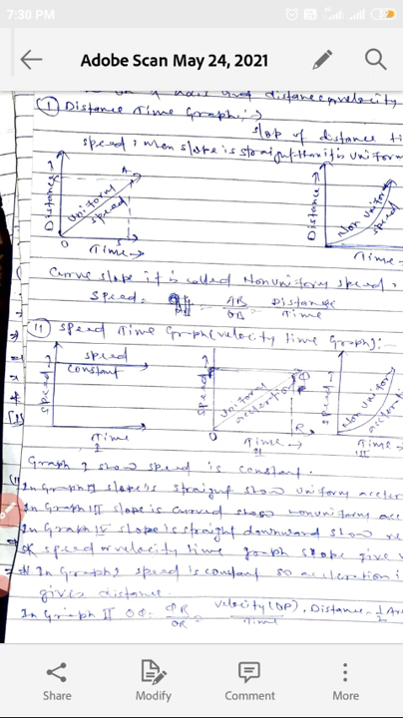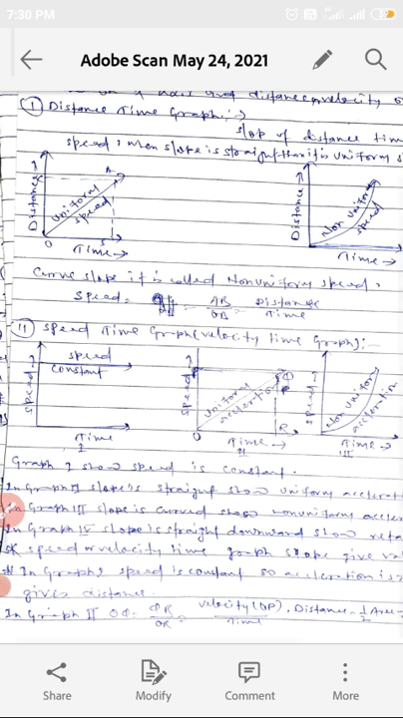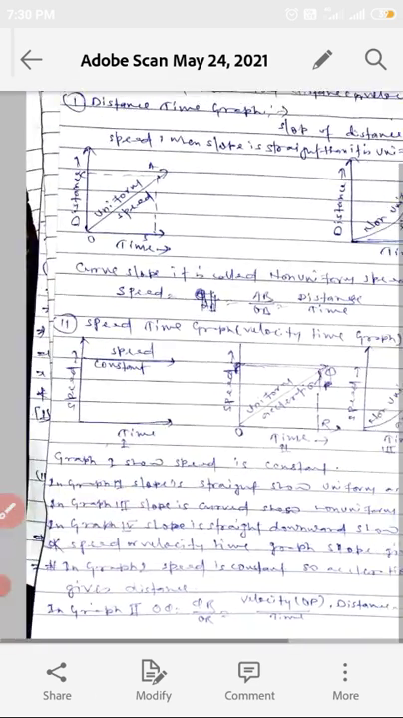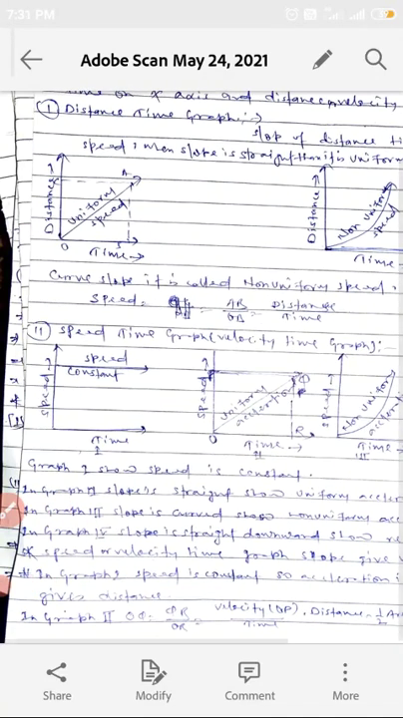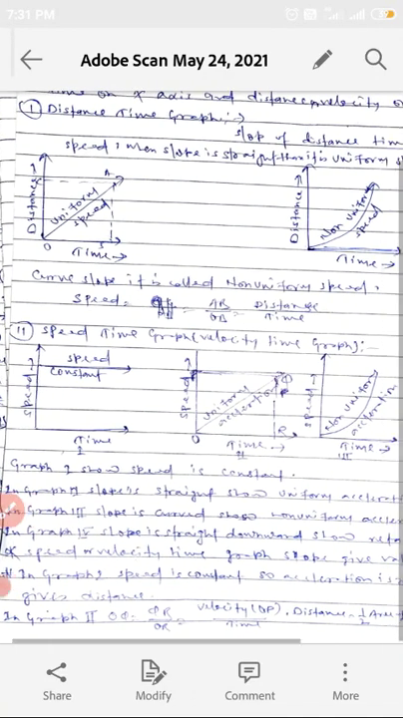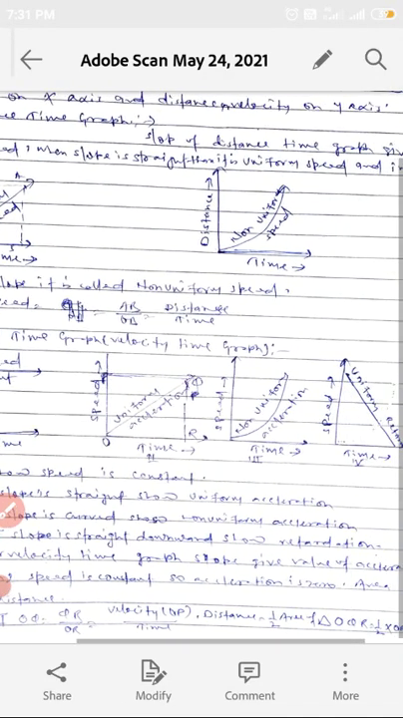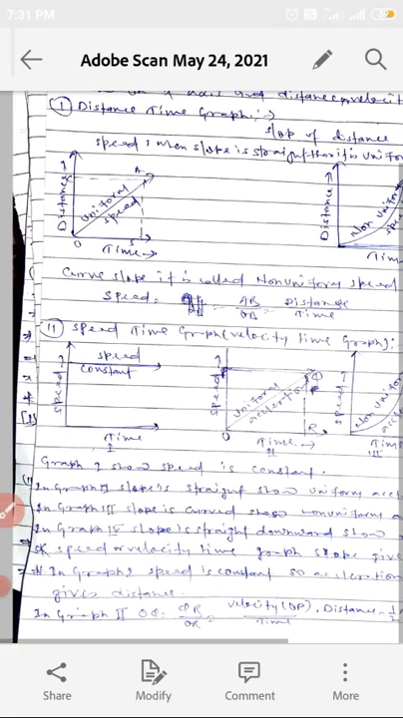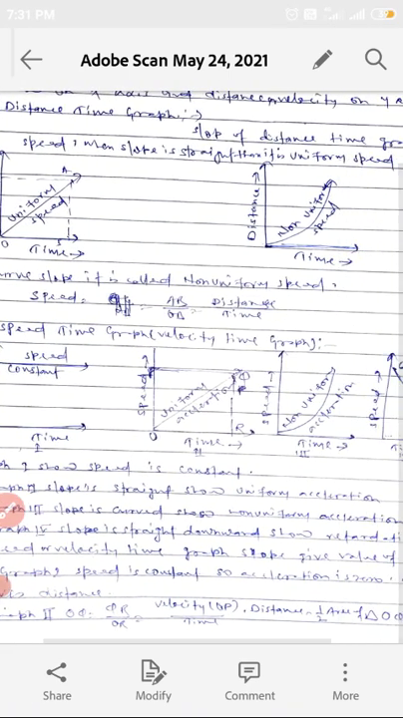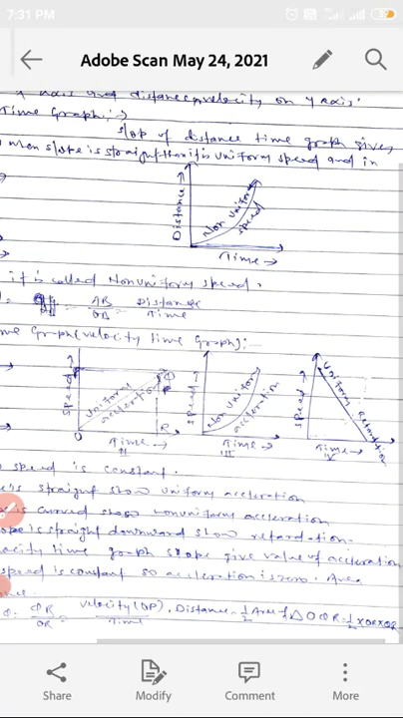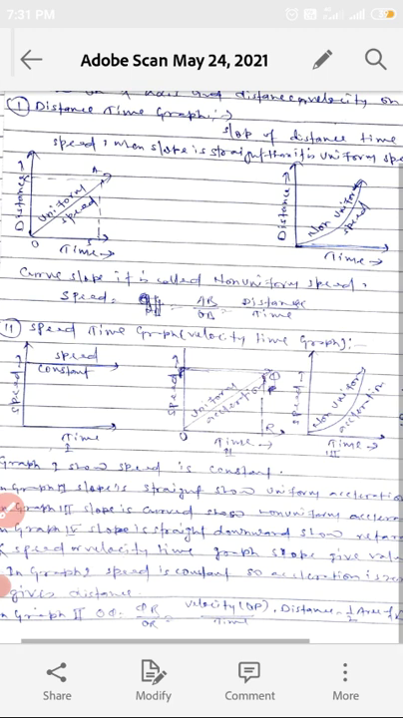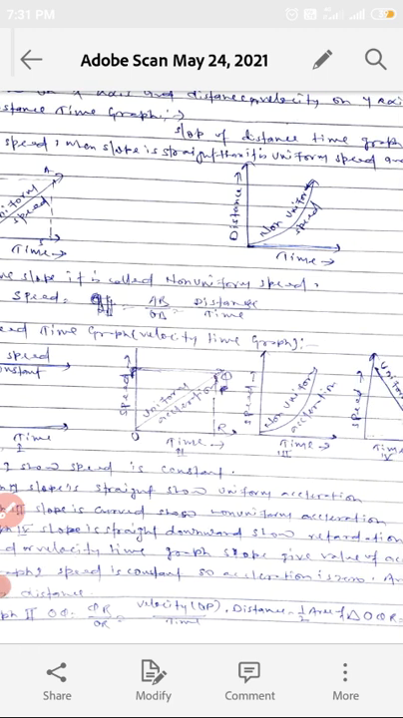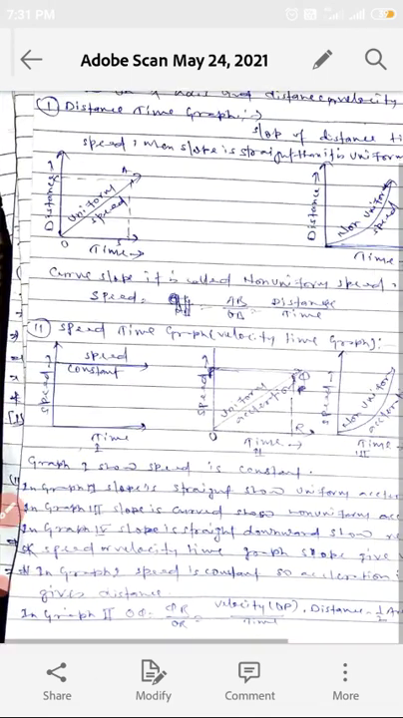In graph first, speed is constant. In graph second, the slope is straight, so uniform acceleration. In graph third, the slope is curved, so non-uniform acceleration. In graph fourth, the slope is straight downward, so retardation. The slope of a speed or velocity-time graph gives the value of acceleration. In graph first, speed is constant, so acceleration is 0.